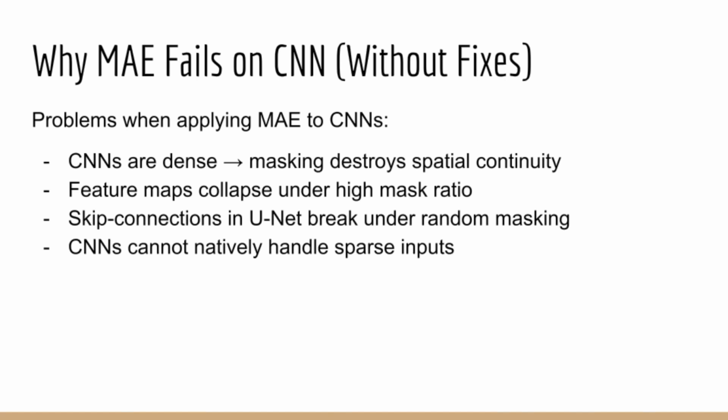We also have U-Net challenges and sparse handling. Even the crucial skip connections in the U-Net architecture break under random masking, and simple CNNs cannot natively handle sparse inputs, unlike transformers, which handle masked tokens. Therefore, a fundamental adaptation of the CNN architecture is necessary.